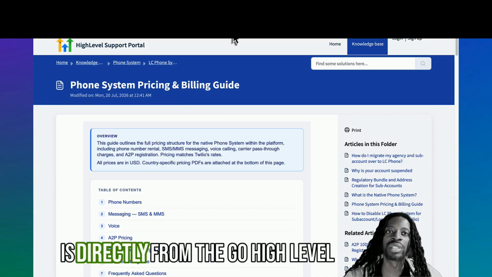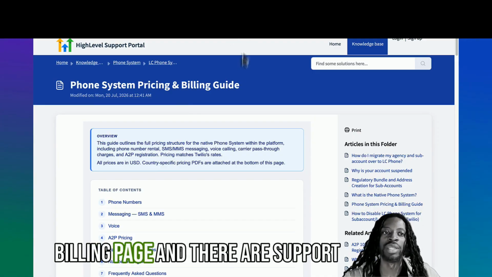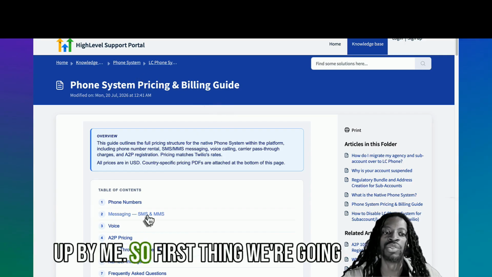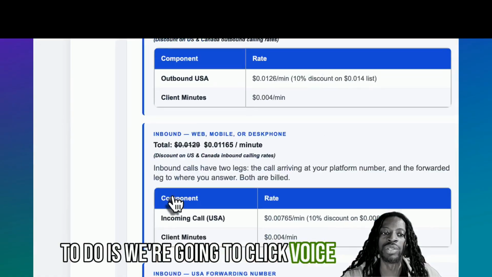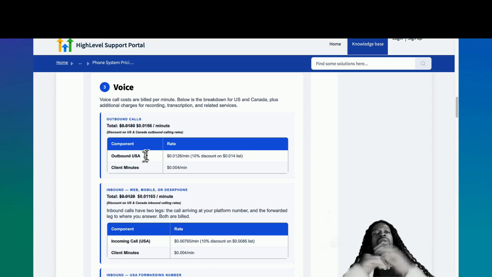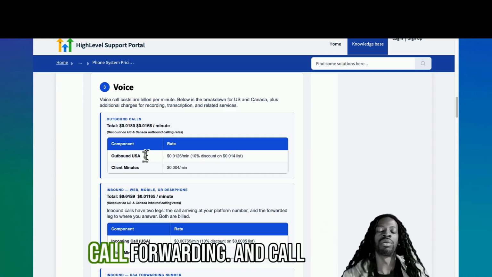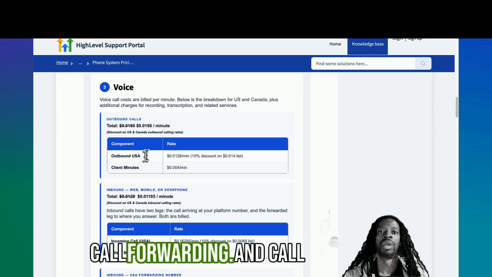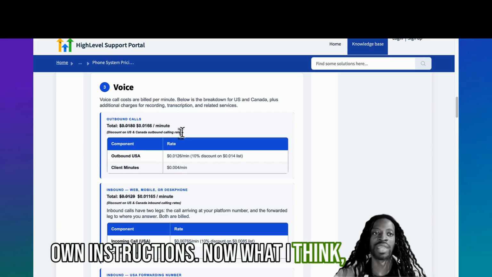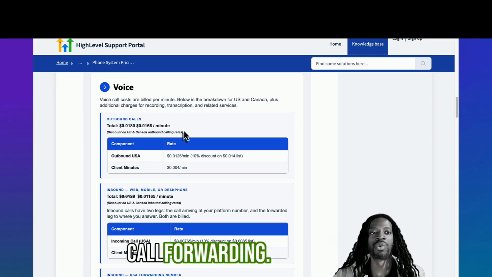So this is directly from the GoHighLevel billing page in their support document. So none of this is made up by me. So first thing we're going to do is click voice down here. It's going to take us right to the voice calls. Now, like I mentioned, this is about call forwarding, and call forwarding broken down in their own instructions. Not what I think. This is HighLevel's explanation of call forwarding.